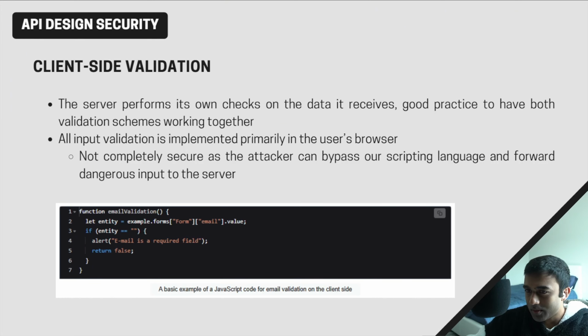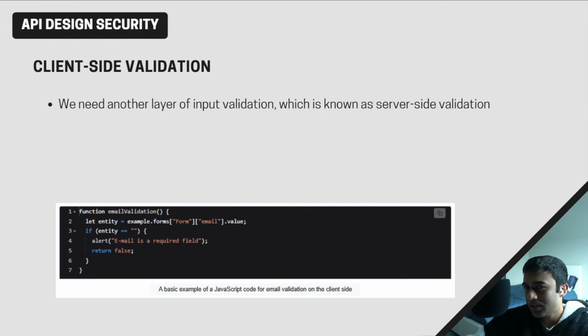The server performs its own checks on the data it receives, which is good practice to have both validation schemes working together. All input validation implemented primarily in the user's browser is not completely secure, as the attacker can bypass our scripting language and forward dangerous input to the server. And so for that, we need another layer of input validation, which is known as server-side validation.